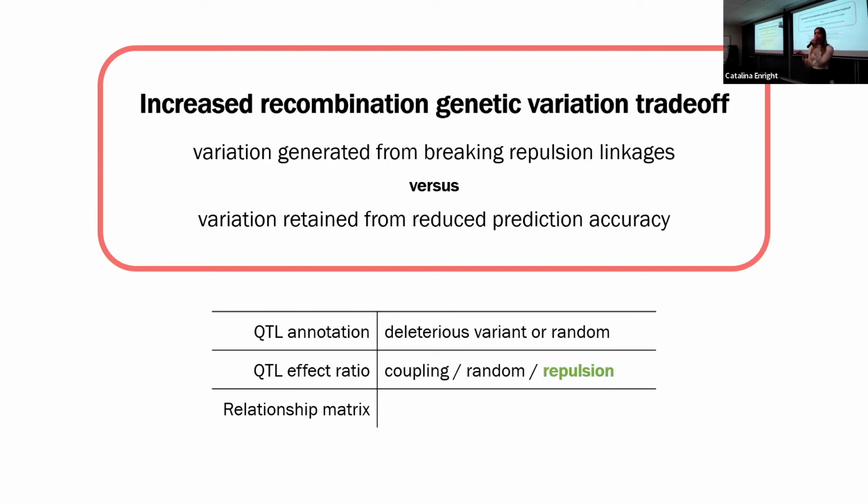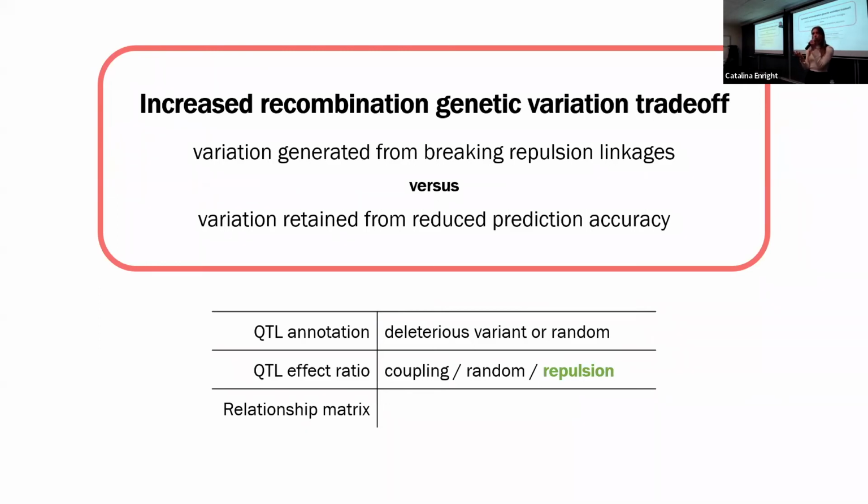Something that did really make a big impact was the QTL effect ratio. So we modeled different ratios of coupling or repulsion between our QTL. Coupling between your QTL, meaning two QTL that are next to each other and they are in linkage and they both have the alleles that were of interest to us. We don't really want recombination to happen there. It would not be beneficial.